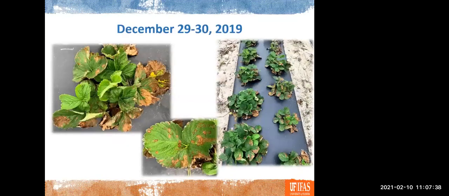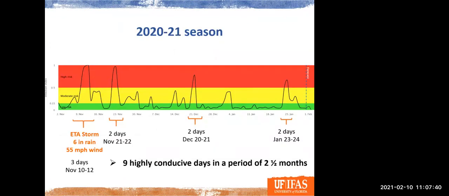So looking at this season, we're looking at a much larger period of time here, all the way from November until where we are now. So at the beginning of November, it didn't look good. We had the Eta tropical storm that brought quite a bit of rain. We had 3 days of high alerts, highly favorable conditions. And then just about 10 days later, we had another rain event, another couple of days when conditions were favorable.